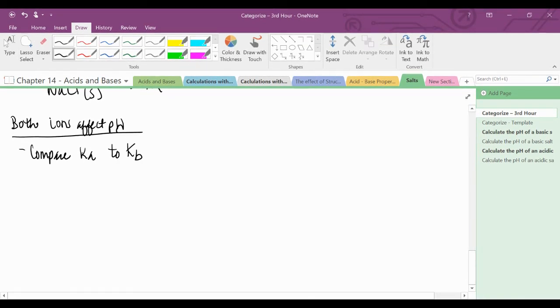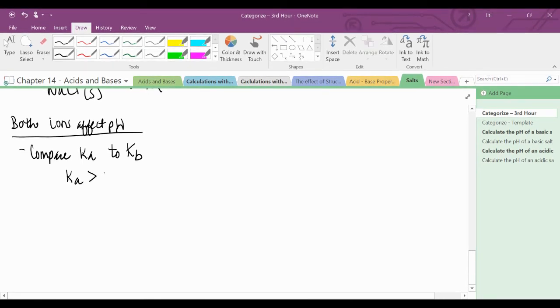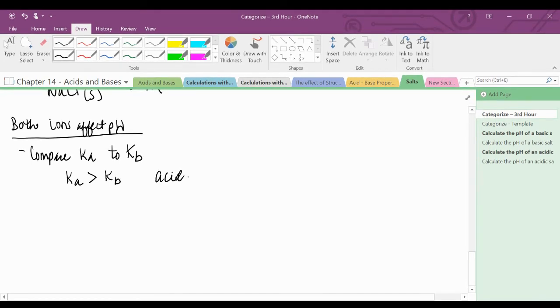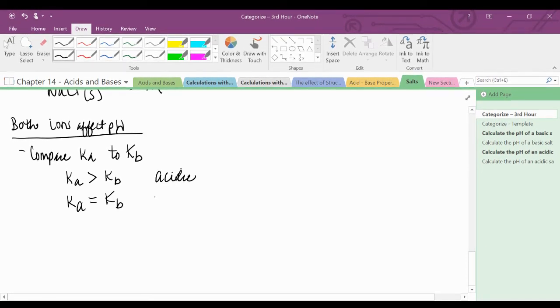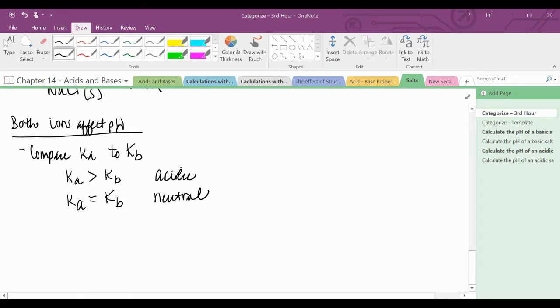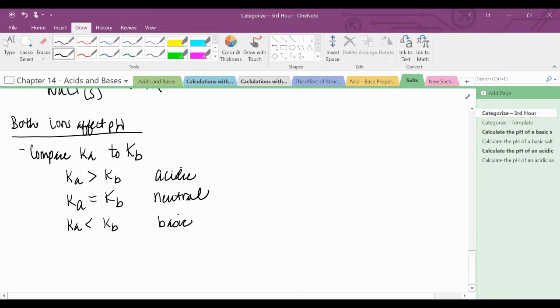And so here are our scenarios. We can have a scenario where Ka would be larger than Kb, and in that case, our salt would be acidic. You can have it where Ka is equal to Kb, and in that case, it would be neutral. And again, the pH here, there would be no calculation. You would just tell me it's equal to 7. And you can have a Ka that's smaller than Kb, and in this case, you're going to have a basic salt.